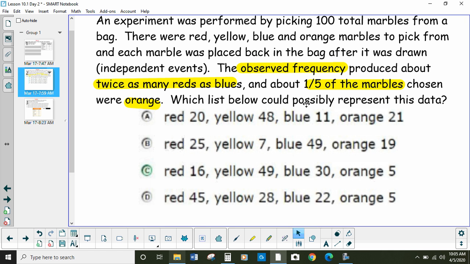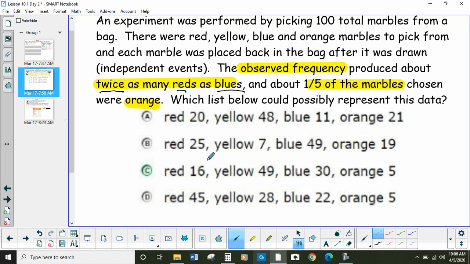Okay, well, let's see. 3 of these are wrong, 1 is right. So to answer this question, when you guys see this on your quiz next week, it's going to be like this. We want to see which of these down here have about, it doesn't have to be perfect, but about twice as many reds as blues. So let's look at these 4.